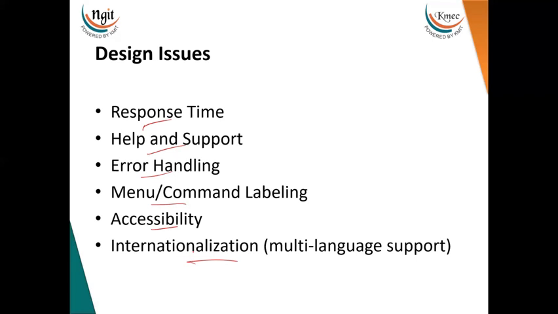Then accessibility is where you can increase the font size in an application for easy reading. Then internationalization is, let us say, an application like YouTube, which allows you to change the language. If you don't understand one, you can switch to another language. That is what internationalization is, multi-language support.